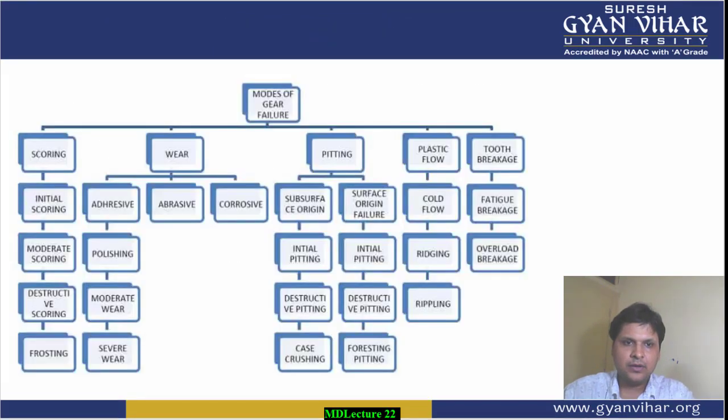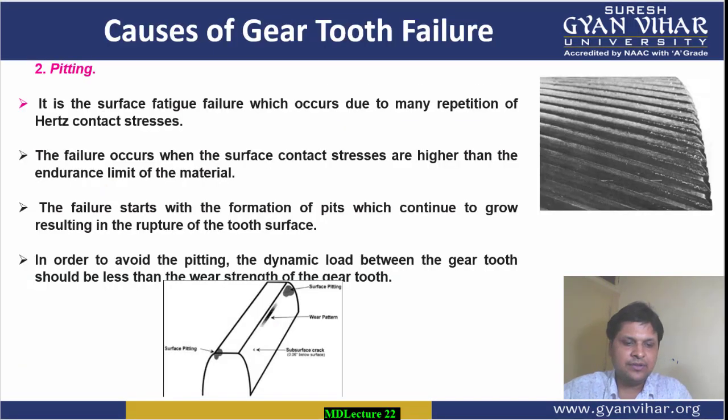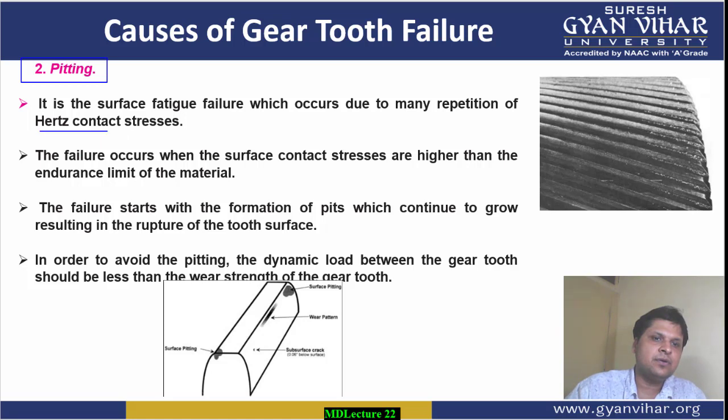Now we are coming to the second mode of failure, and that is known as pitting. Now let's discuss pitting. Pitting is basically a surface fatigue failure. Why does this occur? Due to repetitions of Hertzian contact stresses, where the contact stresses repeat again and again during the motion of the gear.